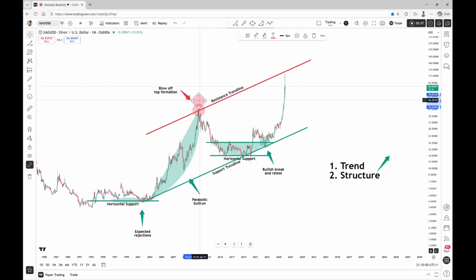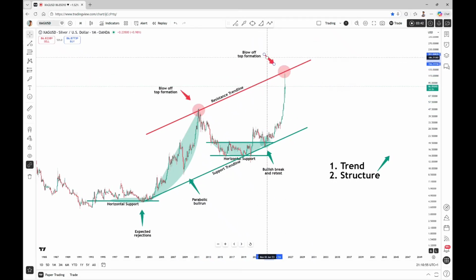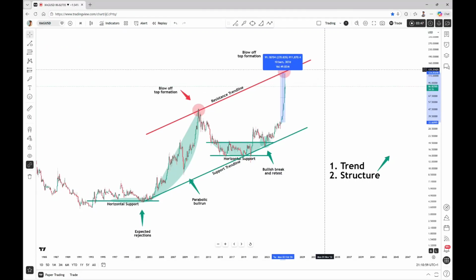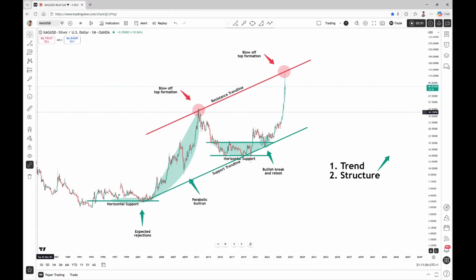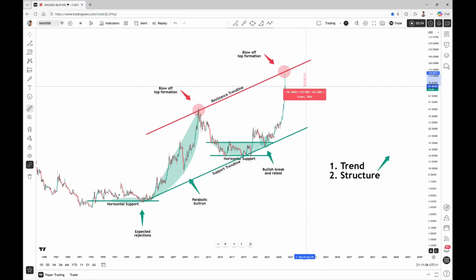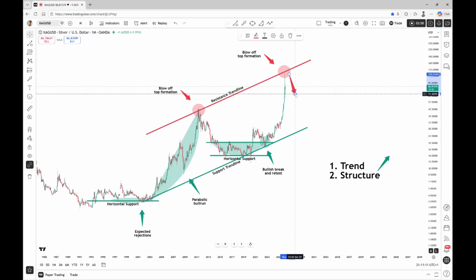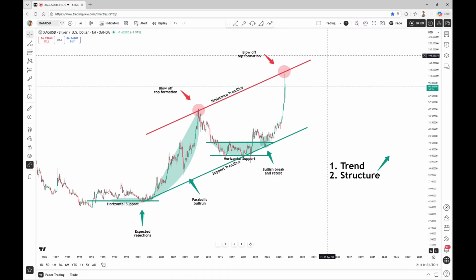In fact, it's not a coincidence that just last month, silver once again retested this upper red resistance trend line, created a preceding rally of 270%, literally once again creating a blow off top formation, and then we witnessed a quite harsh but totally expected correction of minus 30% just within a couple of days. Now, let me be very, very clear. This does not mean that we will now immediately see a collapse of silver and a correction of minus 50%.